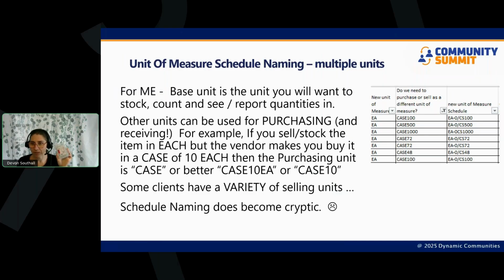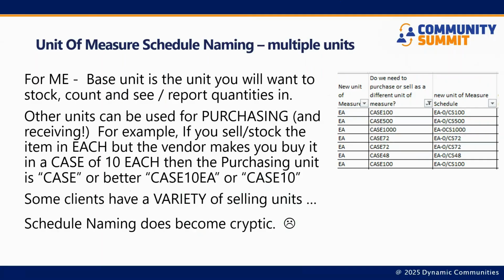And so if you can see these other examples down here, our base unit of measure is EA. They were already using EA, so they wanted to stay with that. And then our unit of measures that we want for purchasing is case of 1,000 or case of 72. This makes the vendor clear on what they want to send you, and then our unit of measure schedule is each-0 / case 1,000. Again, you need to get cryptic. You can see how letters had to get dropped here, but something like that is super helpful.